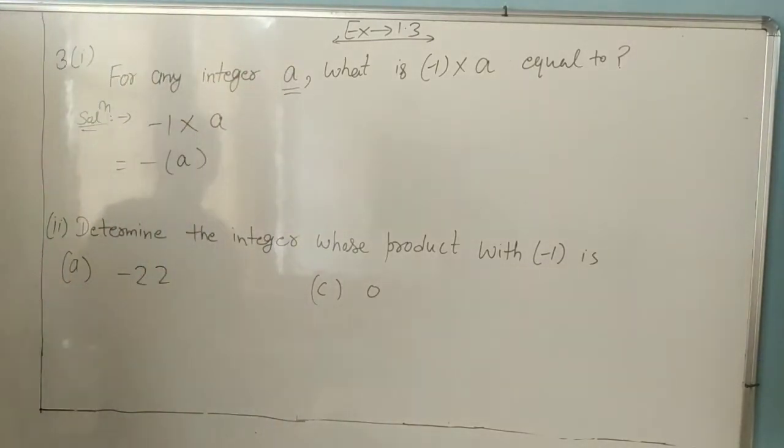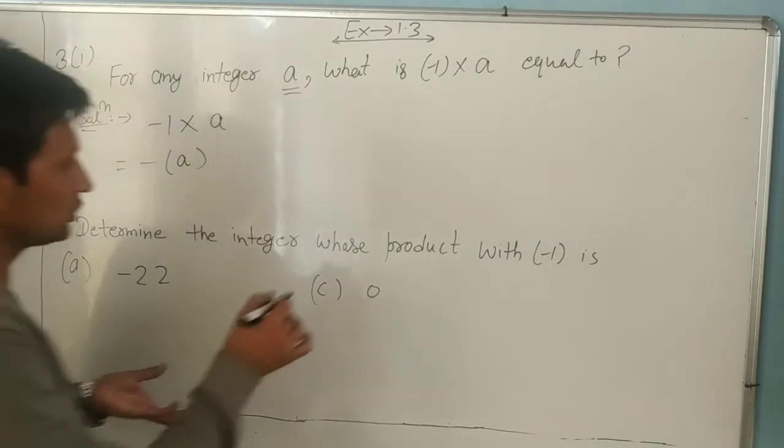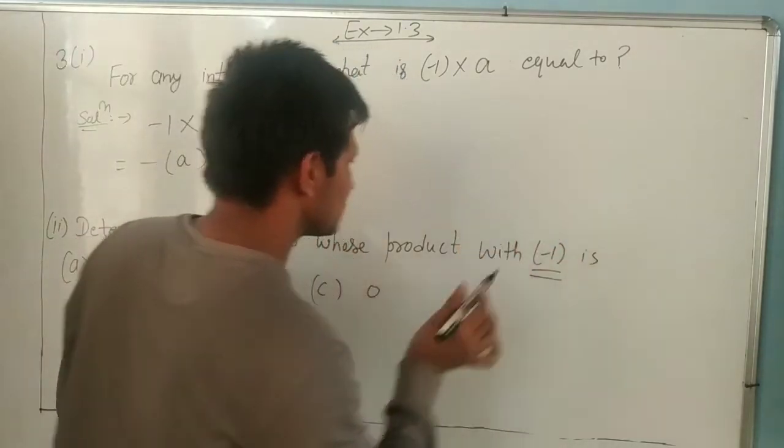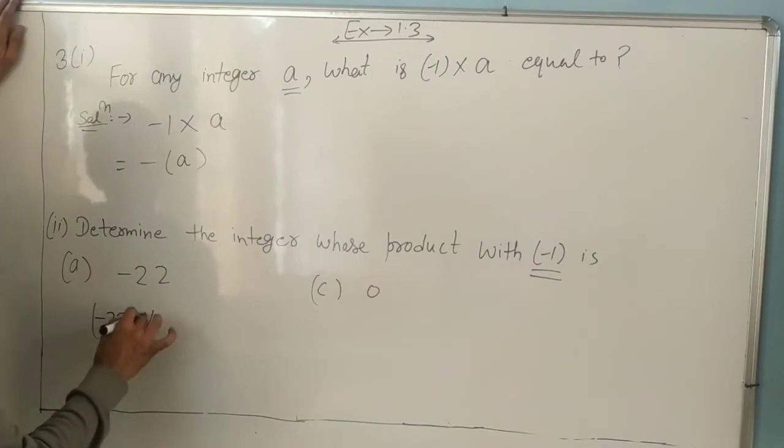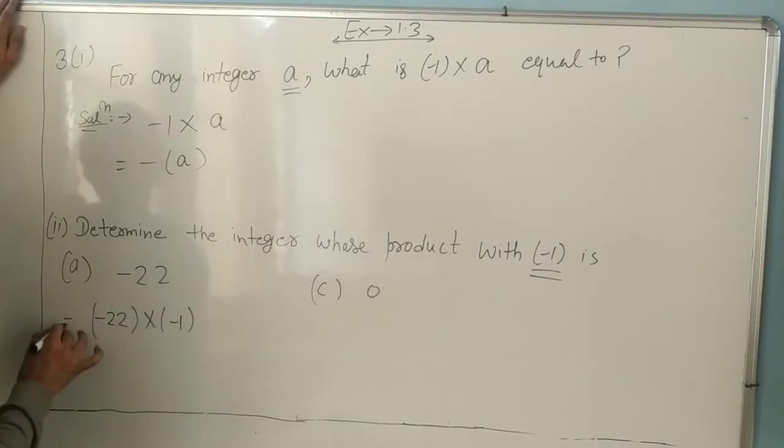Next is: determine the integer whose product with minus 1 is given. So we have to find the product of minus 22 multiplied by minus 1.